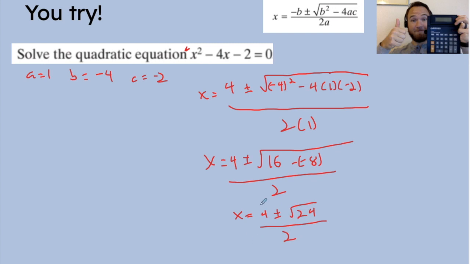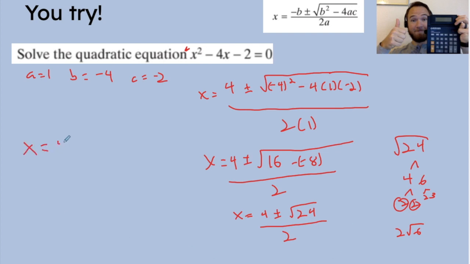Okay, and we're almost done. However, let's try to simplify this out. So 24. So root 24, we know 4 and a 6 go in. We know we could take this 4 out, but let's just keep going all the way. So we have 2 2's and then a 6. So we're going to get 2 root 6. Okay, so let's take that and put it over here.